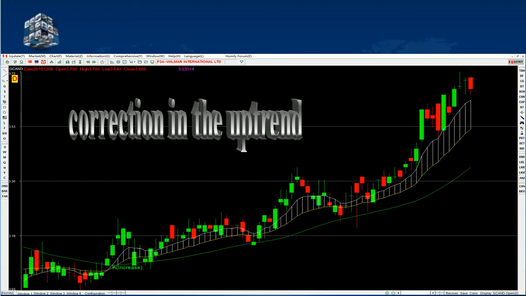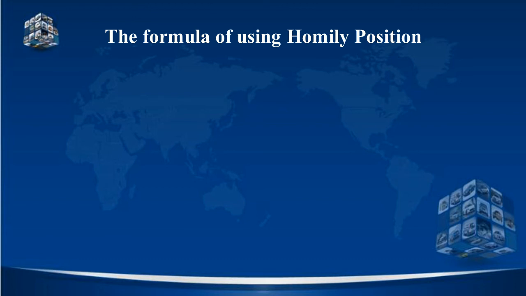This is the first increase signal, right? Can we buy at this position? Later I will show you. Okay, so let's see the formula of using the position. I will tell you how to catch the first buy point, second buy point, third buy point, and fourth buy point. Okay, first one, a big horn pieces triple dragons.